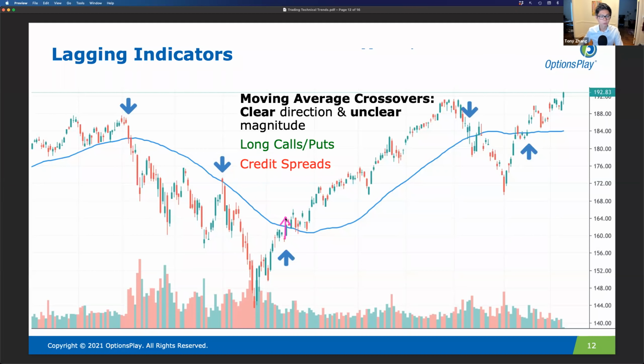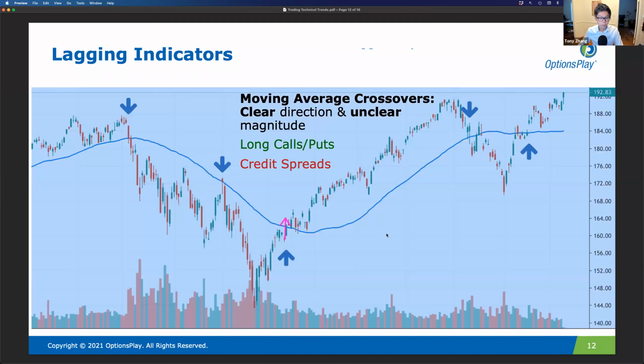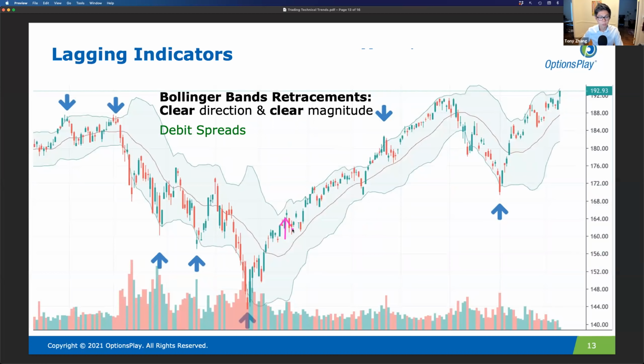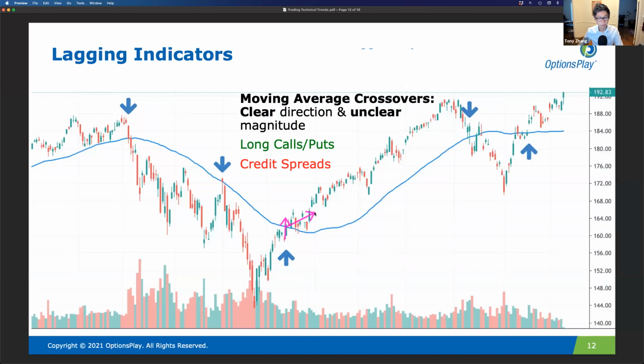Same thing for crossovers above. When the stock crosses over, you have no idea if it's going to stay above for a few days and then cross back below, or if it's going to stay above that moving average for quite some time. And that's really the challenge here with moving average crossovers, which is why, in my opinion, one of the best strategies to use is a credit spread.